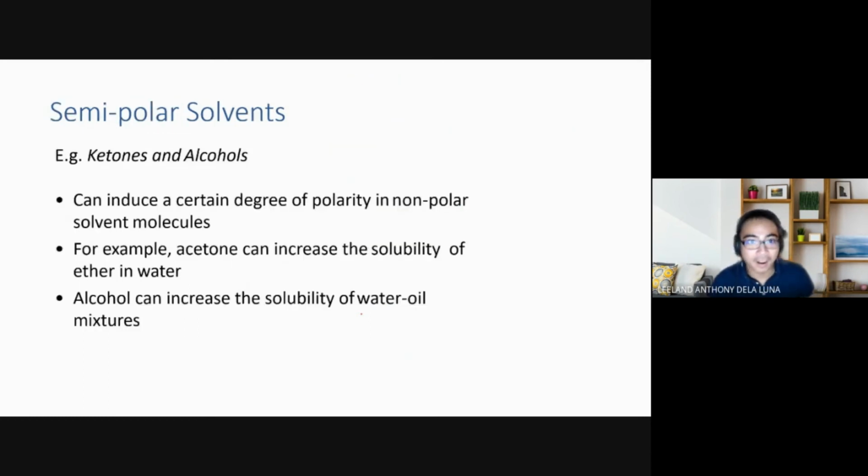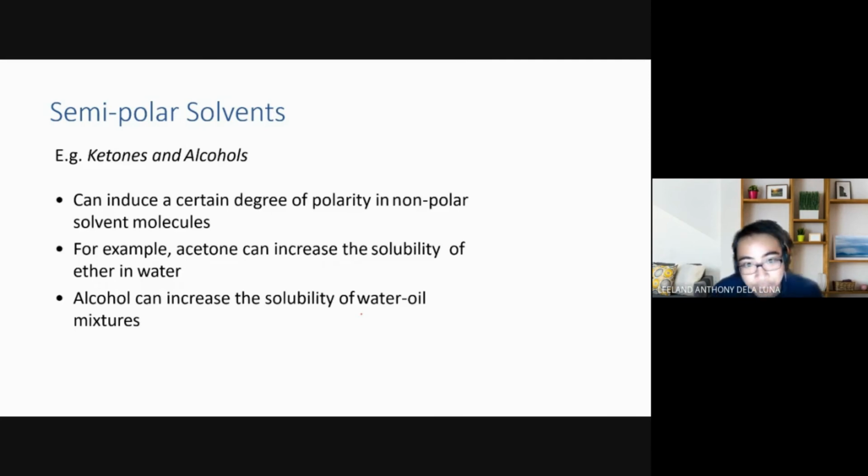Okay, semipolar. Ano yung mga to? Examples of which would be ketones and alcohols. Alcohol, class, is a semipolar solvent. Kaya nga, kung hindi mo alam kung ano yung substance na gusto mong i-isolate sa isang dahon, normal na ginagamit natin class solvent would be alcohol so that it can extract both polar and non-polar constituents within your leaves.